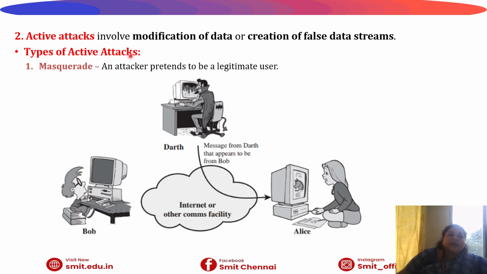The types of active attacks are, first, masquerade. Masquerade is where the attacker pretends to be a legitimate user. He acts as Alice. So when Bob tries to send the message to Alice, he may pretend to be Alice and send the reply. So this is a masquerade attack.